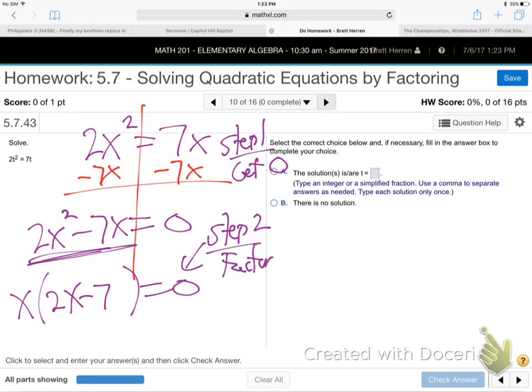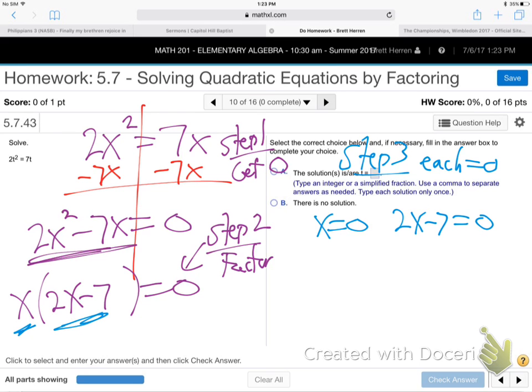Am I going too quick? Is that making sense? Everybody seeing what I'm doing there? So for what I do, first step, you get a 0, right? Whenever you have x squared, you get a 0. Then you factor. And now what do we do from here? Step 3. Each one gets their own 0. So x alone and 2x minus 7. X alone gets a 0, and 2x minus 7 gets a 0. Is that okay? This one's done.